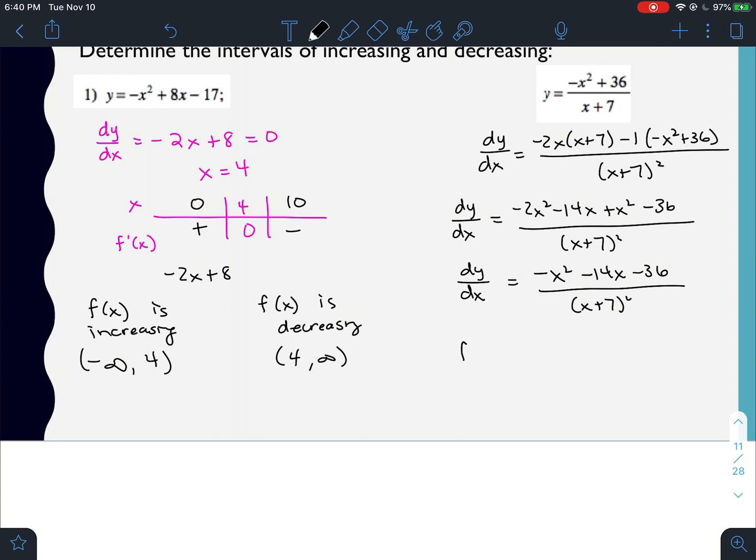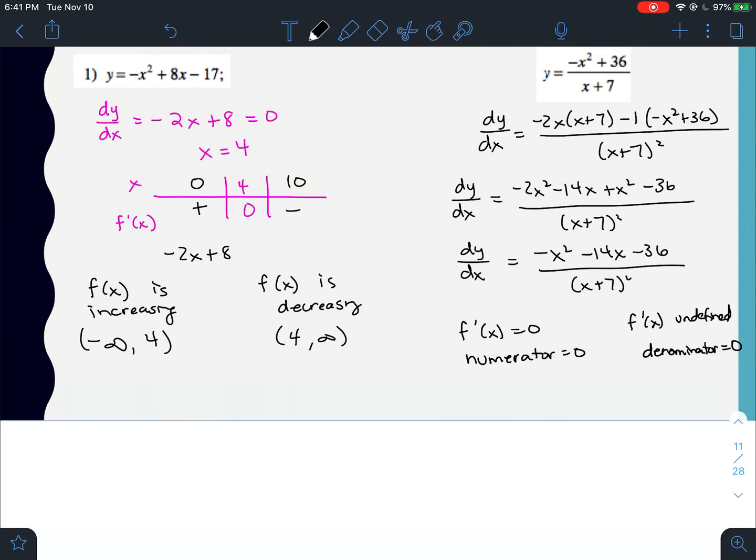So the derivative is going to equal 0. I'm going to add a page just in case I run out of room. The derivative equals 0. So f prime of x is going to equal 0 when the numerator is equal to 0. And f prime of x is going to be undefined when the denominator is 0. So when your derivative is a fraction, you set the numerator equal to 0 and the denominator equal to 0 to find your critical numbers.